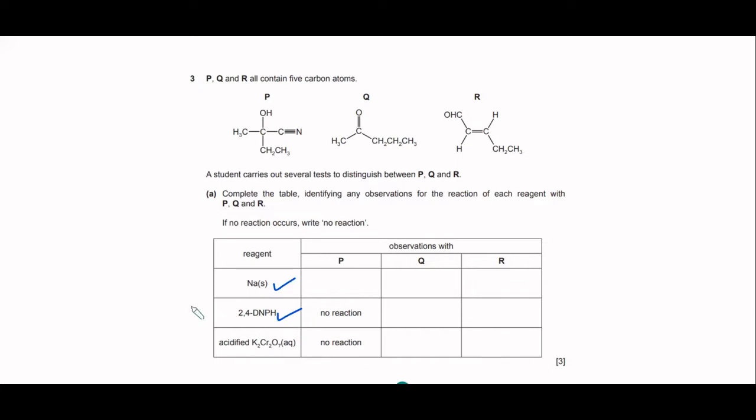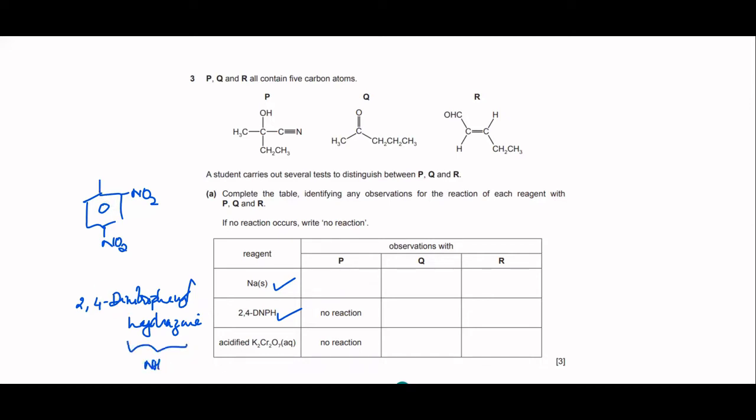And the student observes that with sodium, with 2,4-DNPH. 2,4-DNPH is nothing but 2,4-dinitrophenyl hydrazine. And it's like you have a benzene ring. On the second position, there is an NO2 group. On the 4th position also, there is an NO2 group. And it is connected to hydrazine. Hydrazine is nothing but NH2NH2.